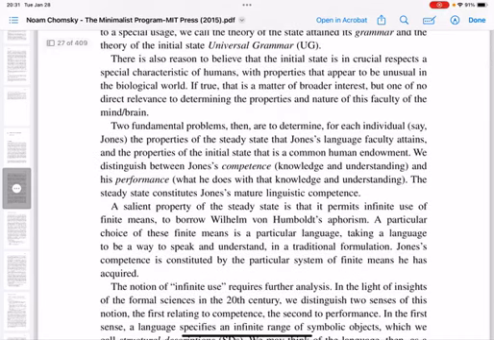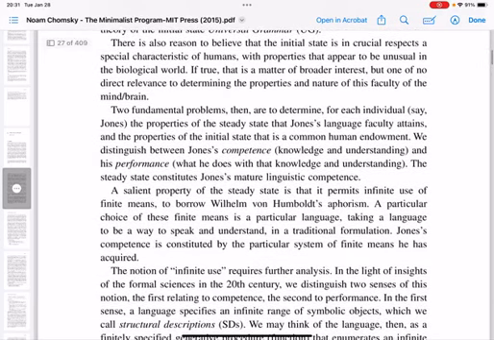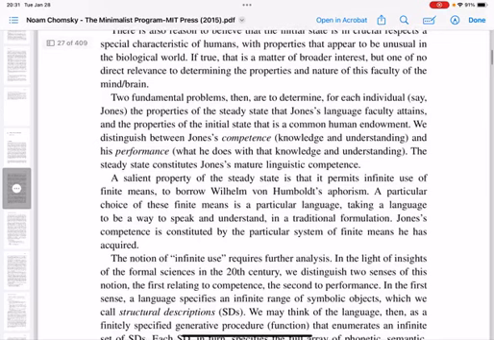There is also reason to believe that the initial state is in crucial respects a special characteristic of humans with properties that appear to be unusual in the biological world. If true, that is a matter of broader interest, but one of no direct relevance to determining the properties and nature of this faculty of the mind or brain.